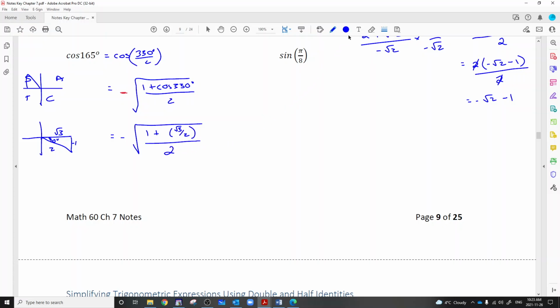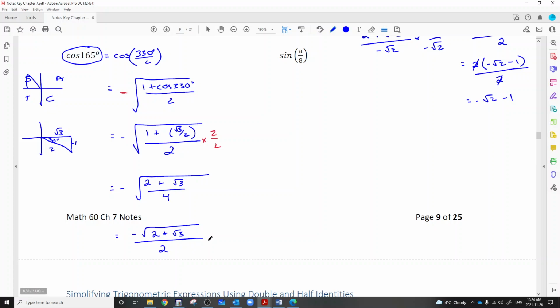Now I'm going to clear that compound fraction by multiplying by 2 over 2. That's going to give me negative the square root of 2, because I'm expanding that 2 through, plus root 3 all over 4. Then I'm going to rewrite that so that it's a radical divided by a radical, so negative the square root of 2 plus root 3 all over the square root of 4, which is 2. And again, if you plug cos of 165 into your calculator and you plug this into your calculator, you should get the same value. All right, last one, sine of pi by 8.